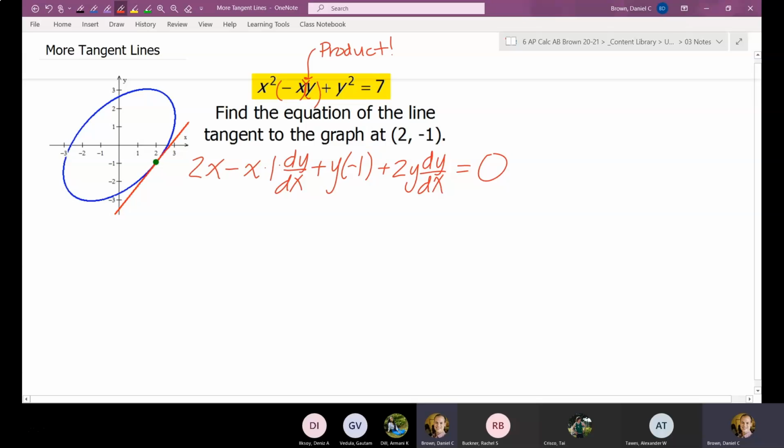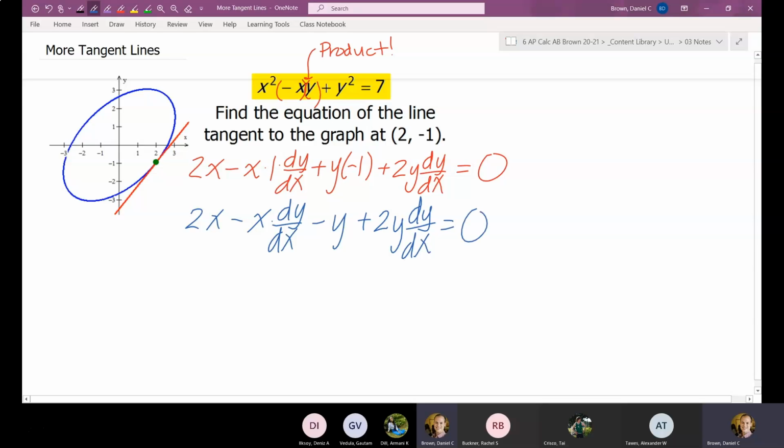One of the most common mistakes I see, I feel like every year I teach it happens on the test. Whenever there's a number by itself and you're taking the derivative of both sides, some people just mess up and bring that number down. But just remember that the derivative of a constant is always 0. So then if I clean this up a bit, we have 2x minus x times dy/dx minus y plus 2y dy/dx, which is equal to 0.